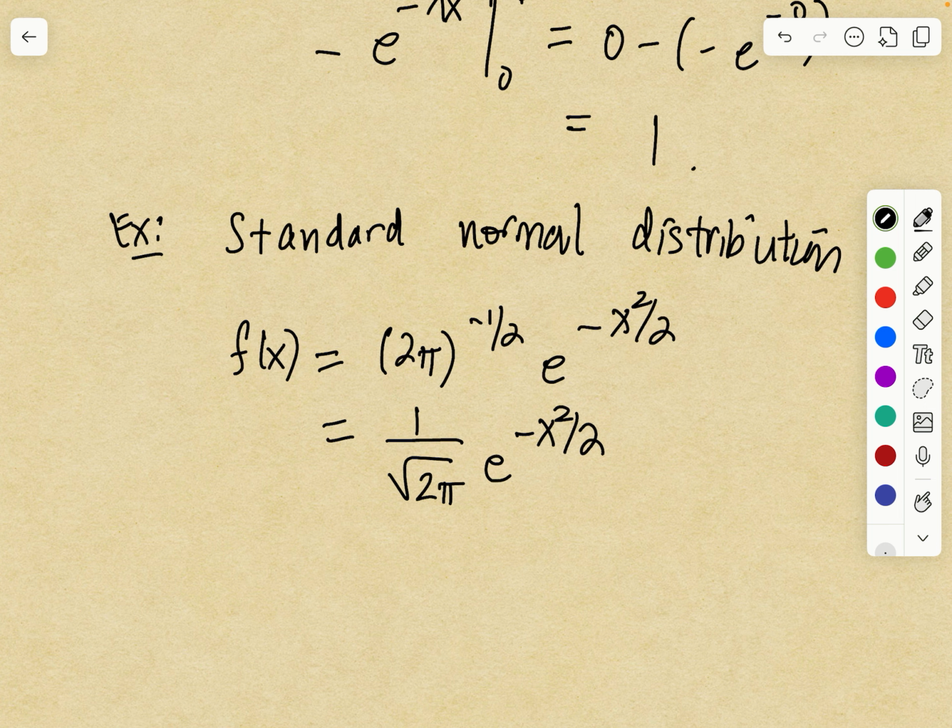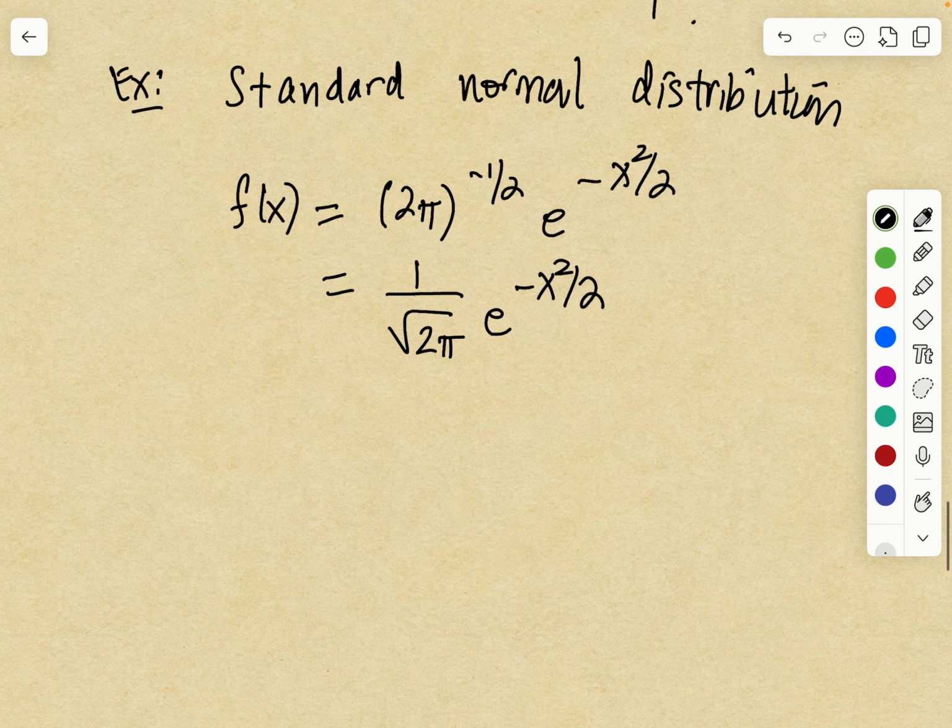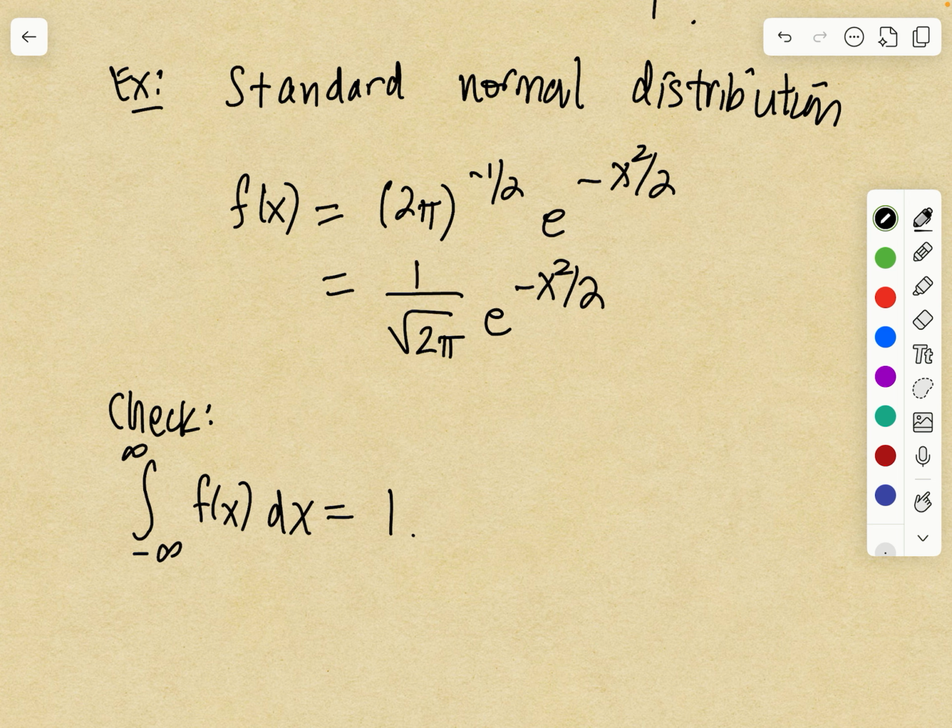Now this actually requires some more difficult proof because this doesn't have a closed form expression for the antiderivative. So you can't just take the antiderivative. We have to use polar coordinates. So let's check that the integral from minus infinity to infinity of f of x dx is equal to 1.